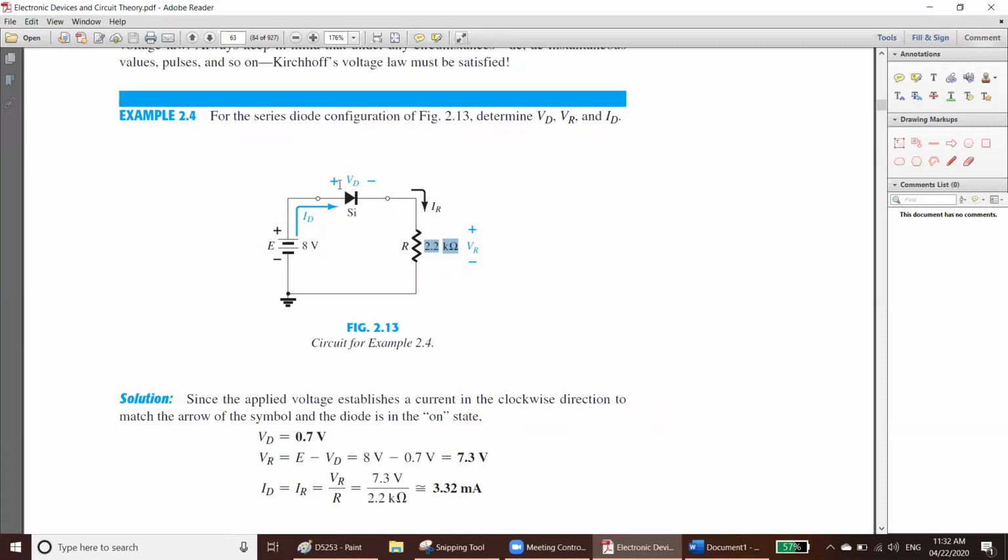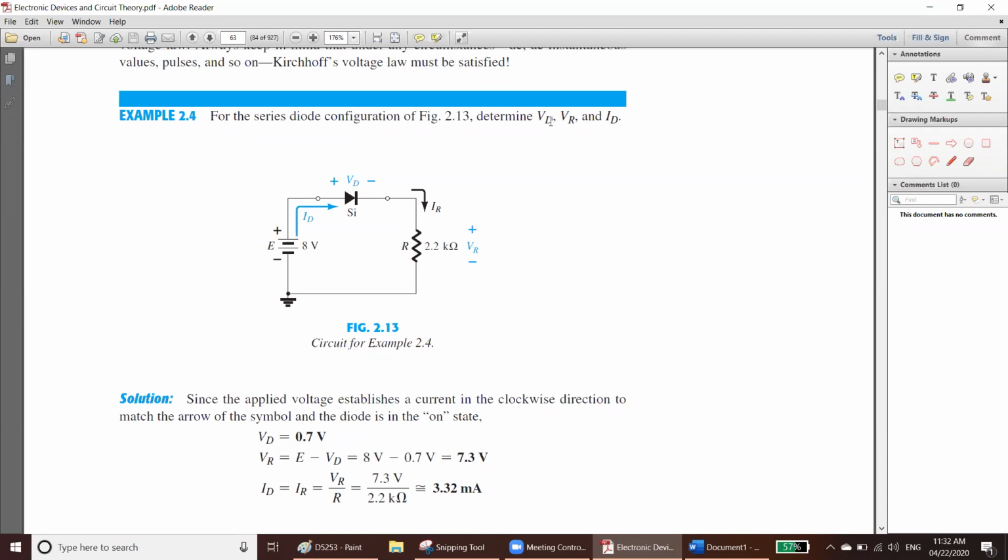This diode will take around 0.7 volt, right? The rest of the voltage will be taken by the resistance. Understood? Your silicon diode will take 0.7 only. From 8, silicon will take 0.7. The rest of the voltage will be taken by the resistance. So your VD is 0.7 volt because the silicon is forward bias. In forward bias, it takes 0.7. So your VR should be 8 minus 0.7, 7.3 volt.